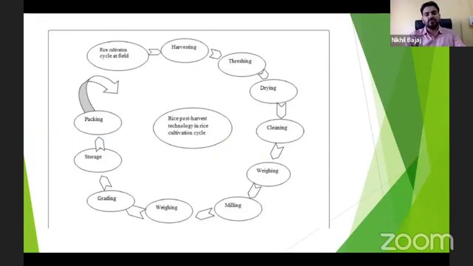Agriculture engineering also includes post-harvest technology. As you can see, for example, rice, how the rice is cultivated from the field, then harvested, and all these processes like threshing, drying, cleaning, weighing, milling, all is done until we get the final product, that is the packaging. And then we can export it to a very good extent to multiple countries.